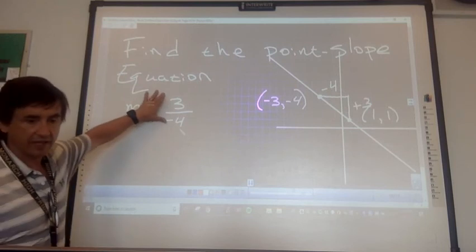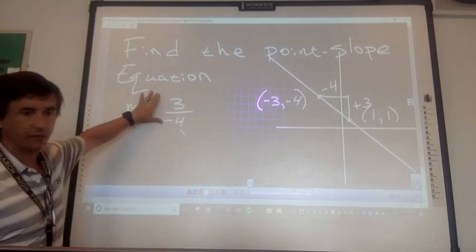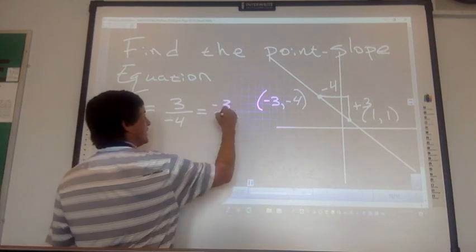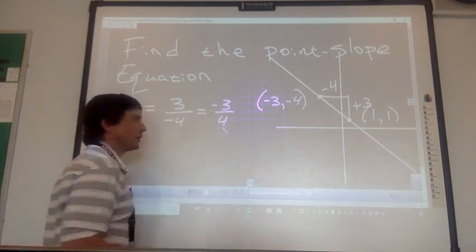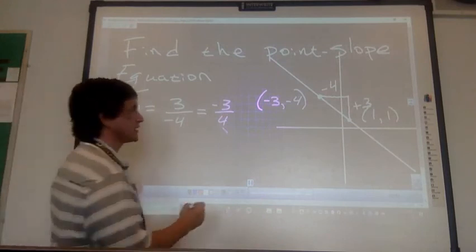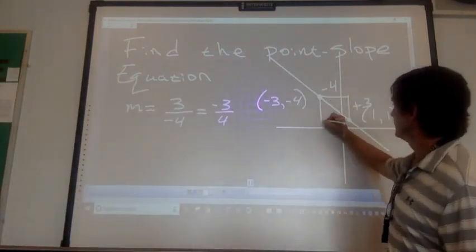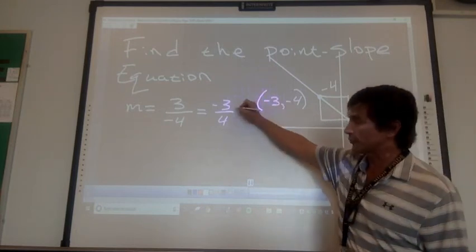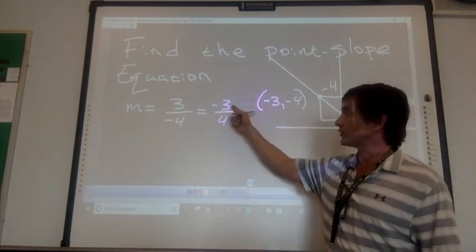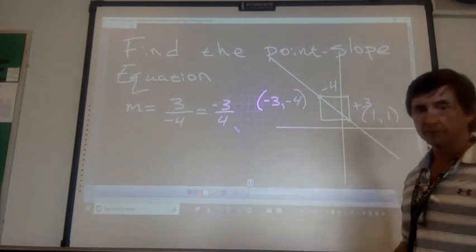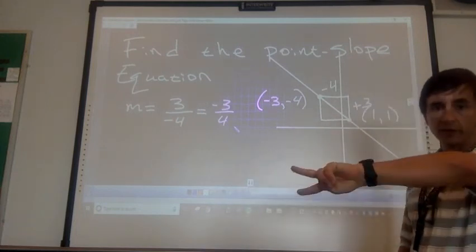Right? And just to emphasize that point again, I can put that negative wherever I want. I could do -3 over +4, right? Because if I count the opposite direction, I would go down 3 and to the right 4. So either way, I can put the negative. I just can't put 2 of them. I can only put 1.